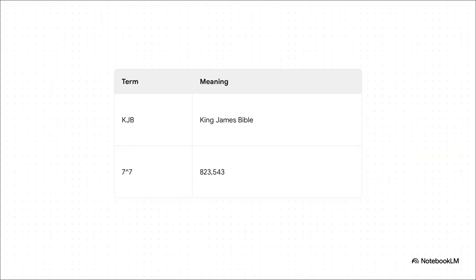If you look at the full title, you get even more clues. It's often written out as the Elton Anomaly KJB 7:7. KJB, pretty straightforward, right? That's the King James Bible. But the second part, 7 to the power of 7, that equals 823,543. And this focus on the number 7 is literally the key to this whole thing.